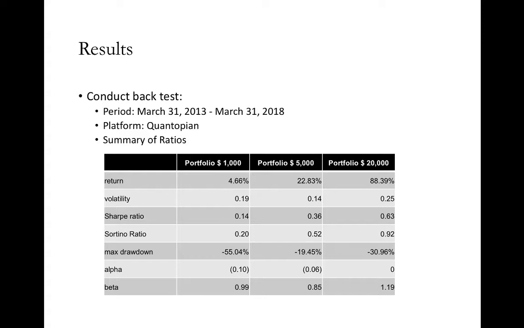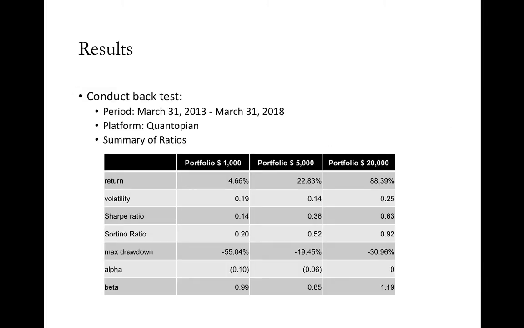We conduct a backtest from March 31st, 2013 to March 31st, 2018 on Quantopian for these 3 portfolios. As we can see, the performance of the portfolio using fundamental analysis is much better than those of portfolios using StockTwits or capitalization and equity trends, which is 88.39%, though the volatility is slightly higher than the other 2.